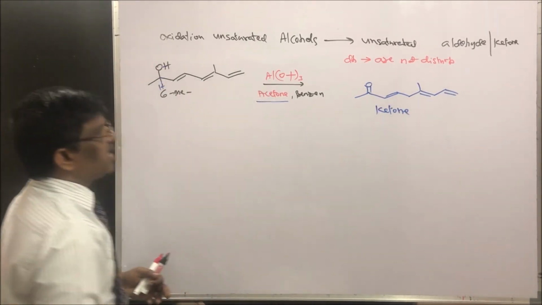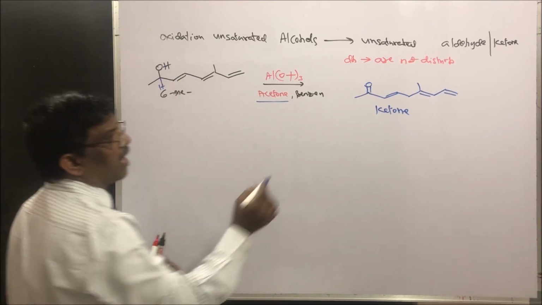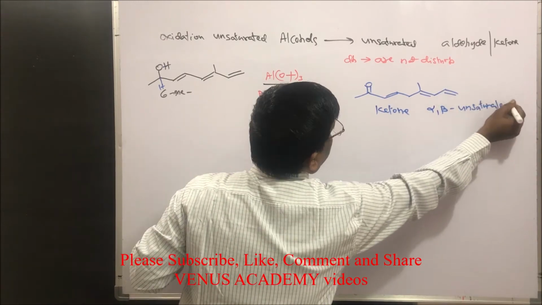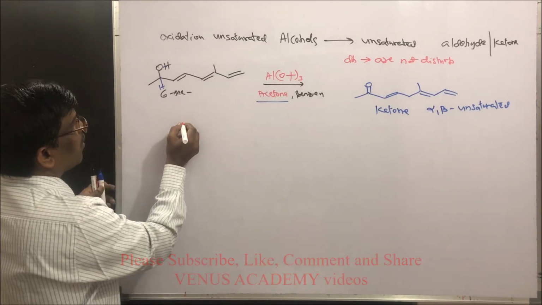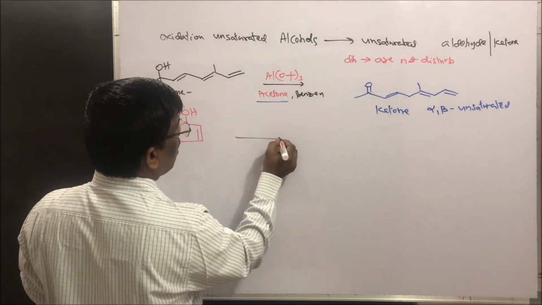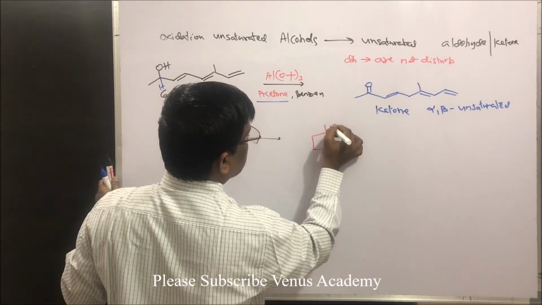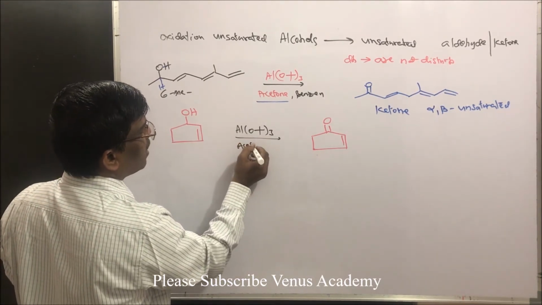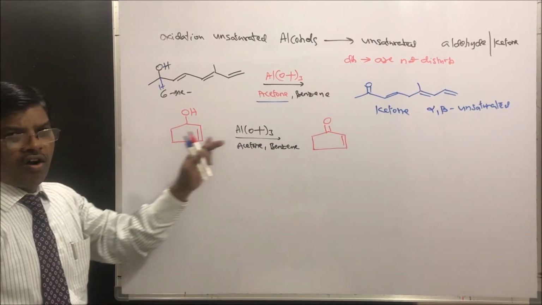So the beauty of this reaction is this allyl is not disturbed, and we are going to get an alpha beta unsaturated ketone. Yes, for example, if I take this alcohol and do the Oppenauer oxidation, I am going to get this ketone. I can use aluminium tertiary butoxide in presence of acetone and benzene. Yes friends, so this is oxidation.